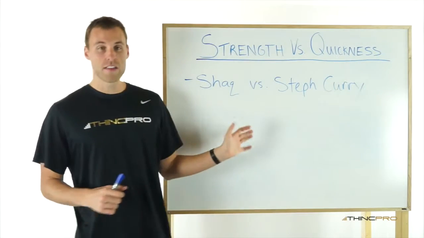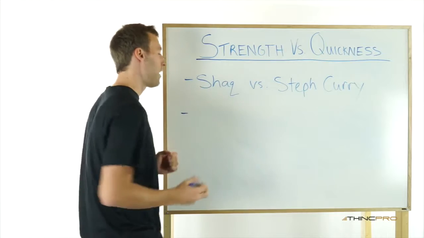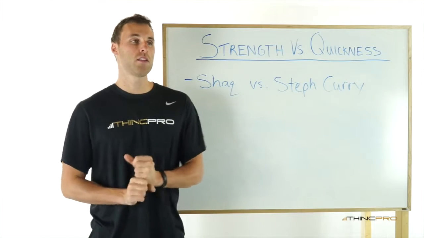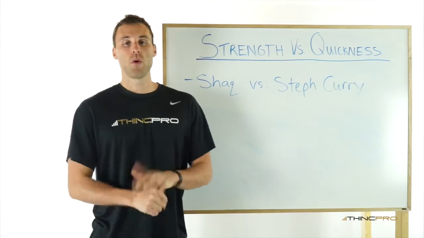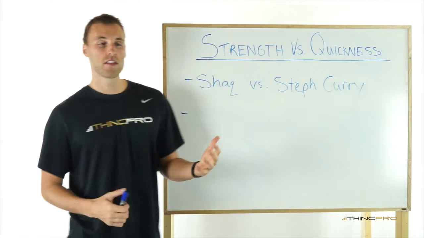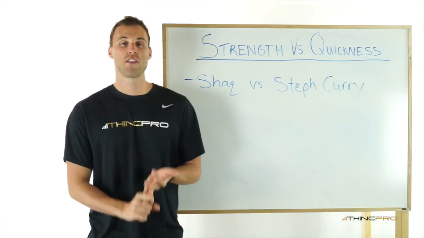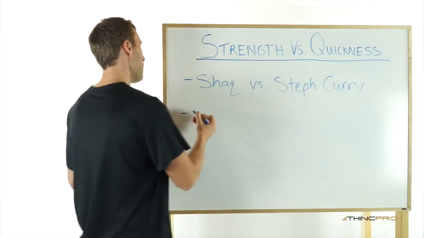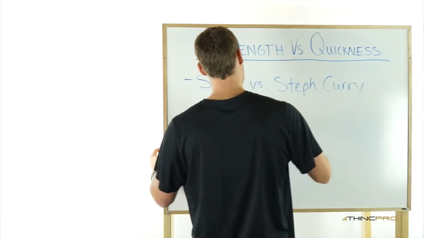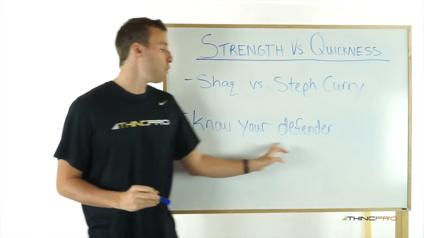Now, a lot of this depends on your defender, like I said before. I like to use the example of LeBron James. Miami and Cleveland both have plays that they run for LeBron when he has a mismatch, okay? When there's a guy guarding LeBron that is either A, smaller than him, or slower than him, they use that to their advantage, right? So you need to know your defender. Take a look at your defender, know your defender.